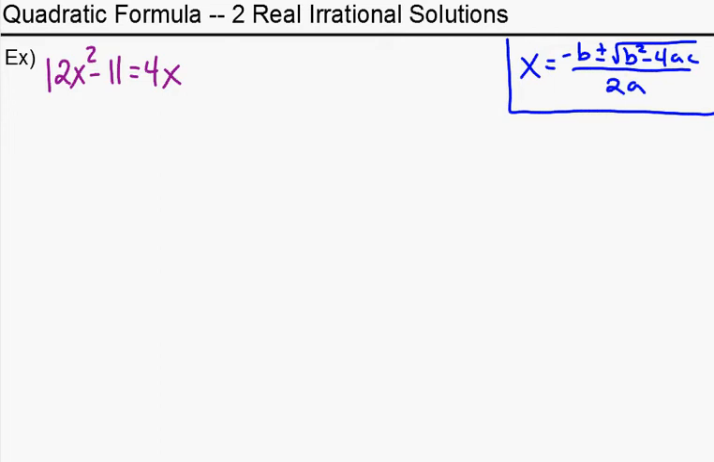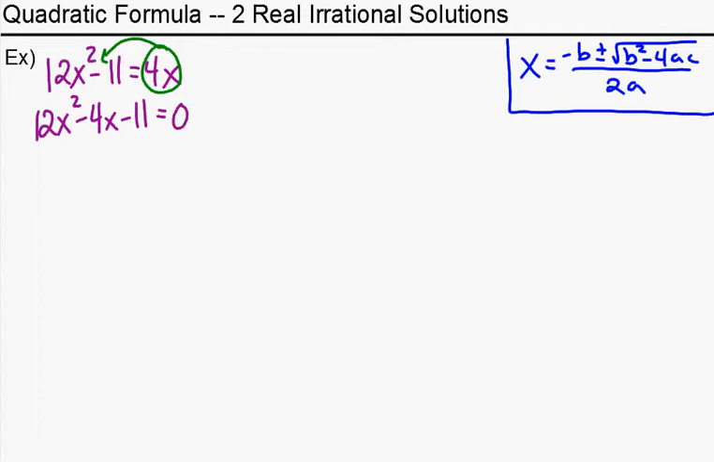When I'm presented with this quadratic equation, I'm going to start solving it like I would almost any other quadratic, by setting it equal to 0. So I'm going to move that 4x over using subtraction, and I end up getting a quadratic in standard form of 12x squared minus 4x minus 11 equals 0. Standard form is my first step.